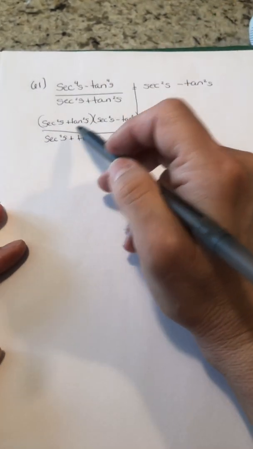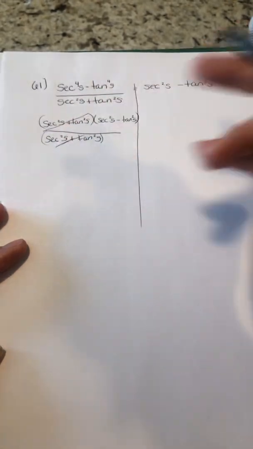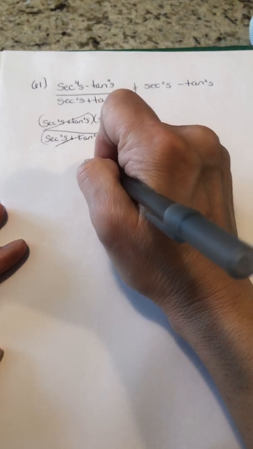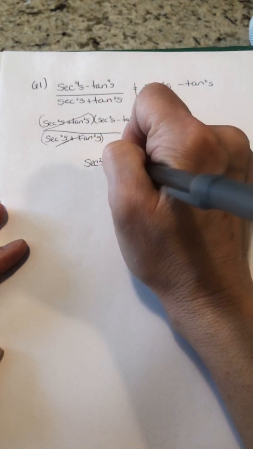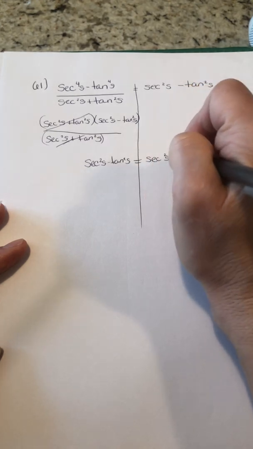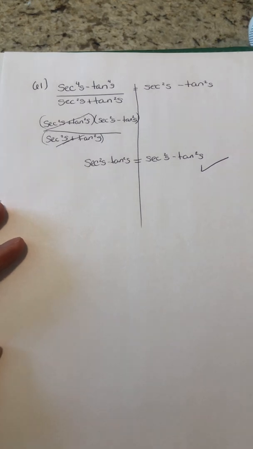So notice how these 2 things are the same. They are going to cancel out. And what I'm left with is secant squared s minus tangent squared s equals secant squared s minus tangent squared s. And we've just proven our identity.